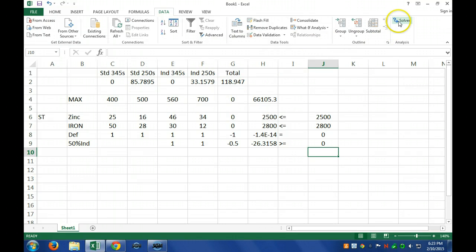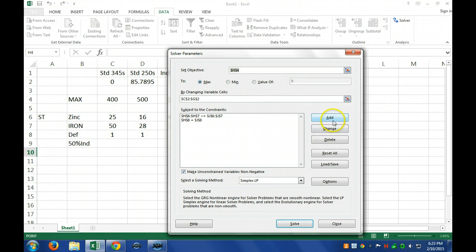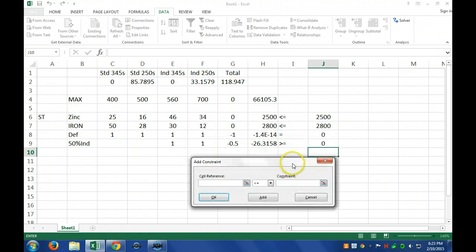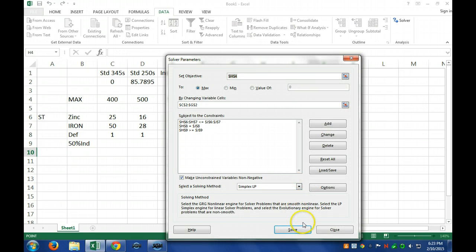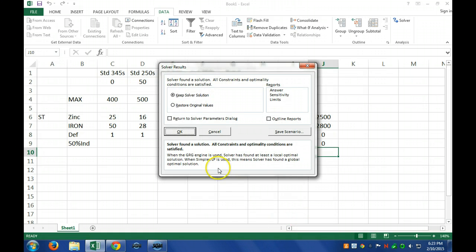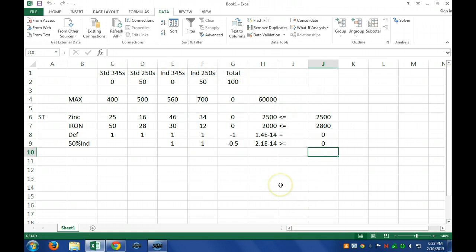So I'm going to click solver again. Everything's still there. Add in, and we're going to say, hey, this, which we're violating currently, needs to be greater than or equal to 0. I click solve. Solver finds me a solution. Now it says make 50 250s standard, 50 250s industrial, make 100 units, and my profit did go where? It went down because I added a binding constraint.